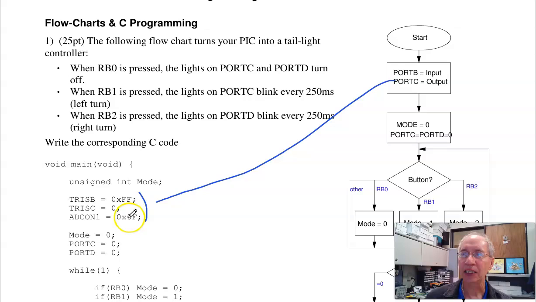And you do need ADCON1 equals 0F. That makes everybody binary. The default on a PIC processor is analog. If you want to do something other than default, you need to define it.